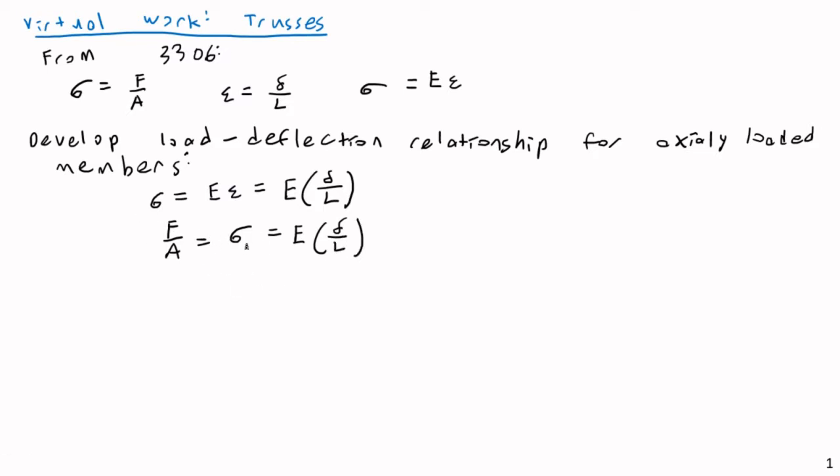And if I then eliminate the sigma here, I can say that F over A is equal to E delta over L, or what I really want, and that is that delta is equal to FL over AE. And this is going to be a load deflection relationship that I'm going to use later in the lecture.